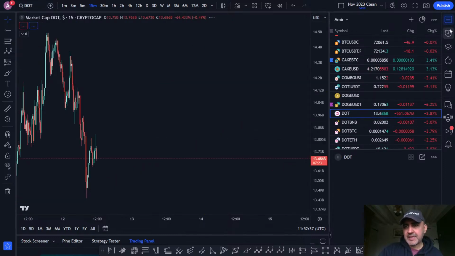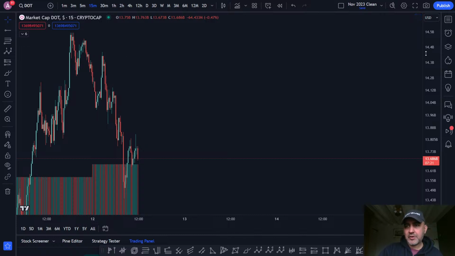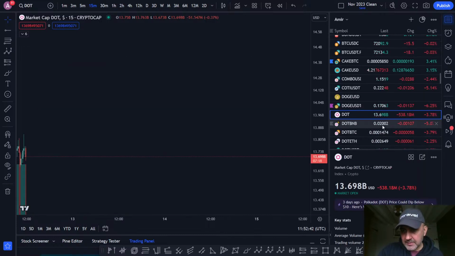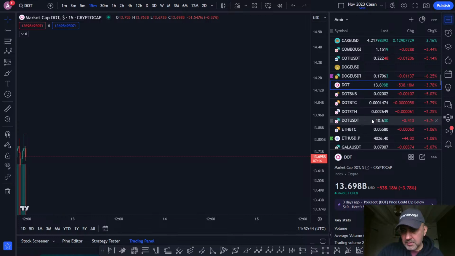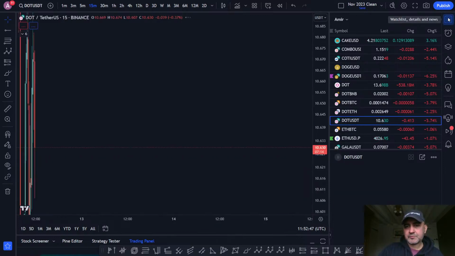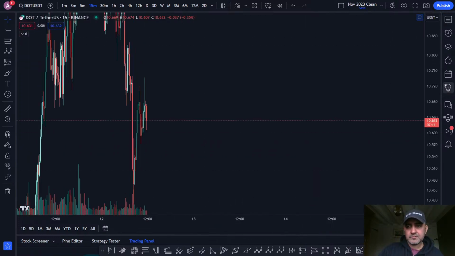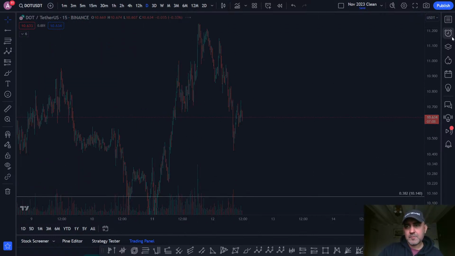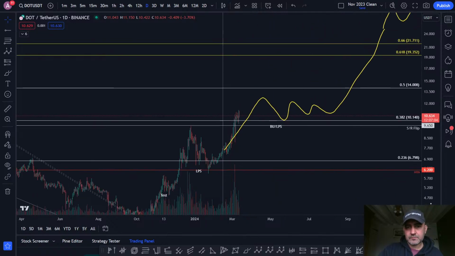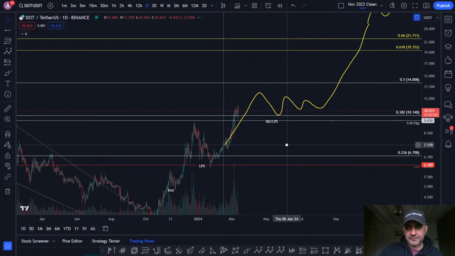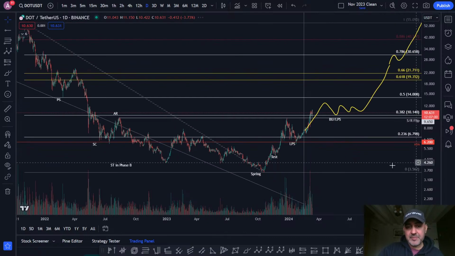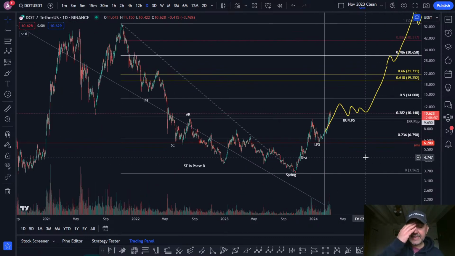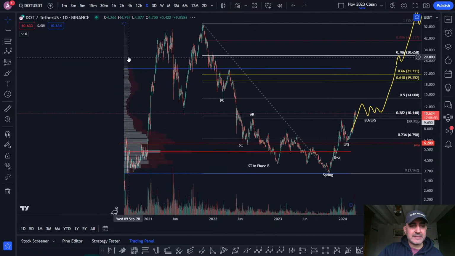Oh my God, DOT's at $13. Amazing. Oh, that's 13 billion. My bad. $10. Nice. Look at that. So DOT is actually, I don't know if people are aware, but I think I did an analysis on DOT way back. DOT's forming another Wyckoff schematic. I've marked it out.